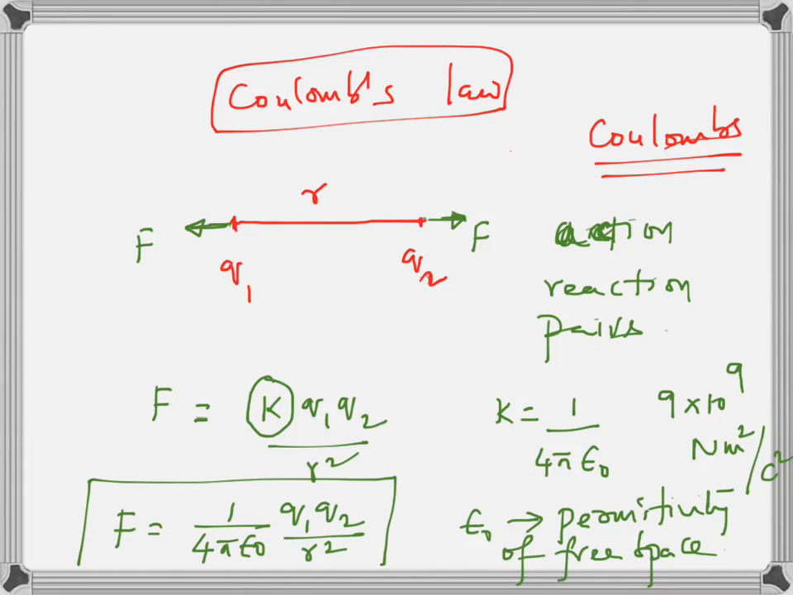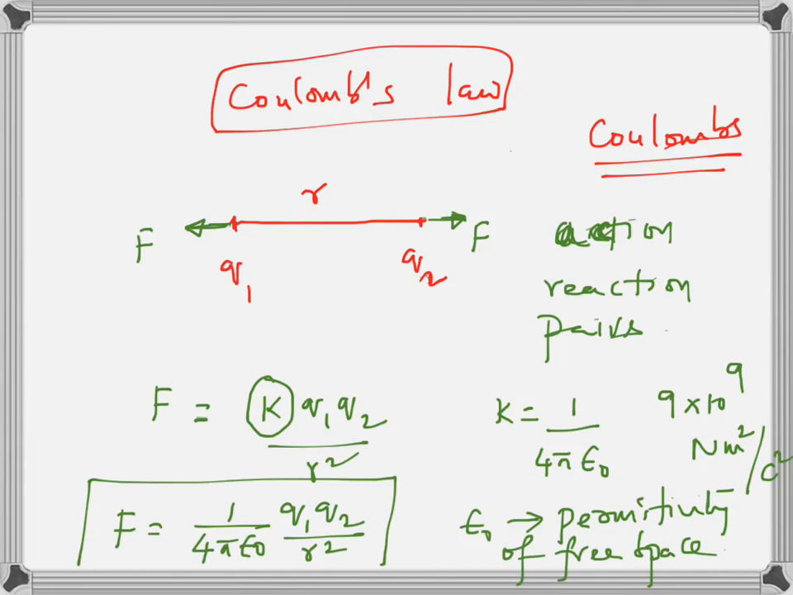In such a case, we write this constant as 1 by 4 pi epsilon. We do not write epsilon naught. Epsilon naught, or epsilon 0, would refer to vacuum. It means the charges are placed in vacuum, in free space. So for any other medium, instead of 1 by 4 pi epsilon 0, we write 1 by 4 pi epsilon. Epsilon will be the permittivity of that medium.